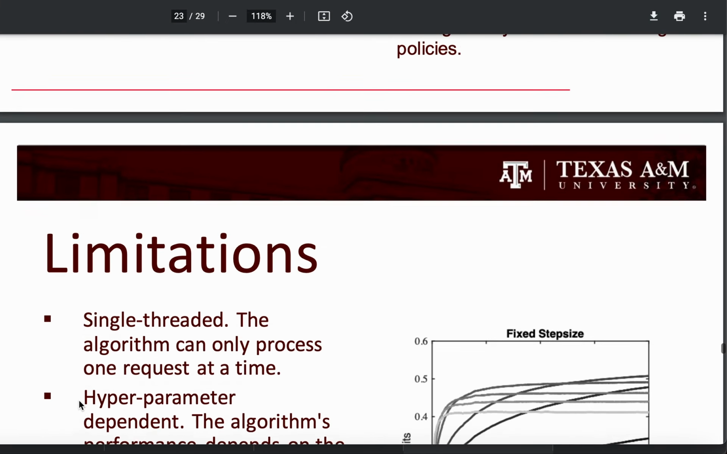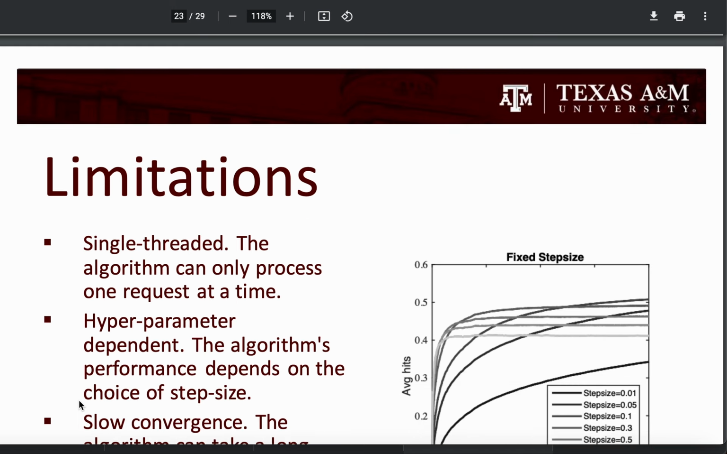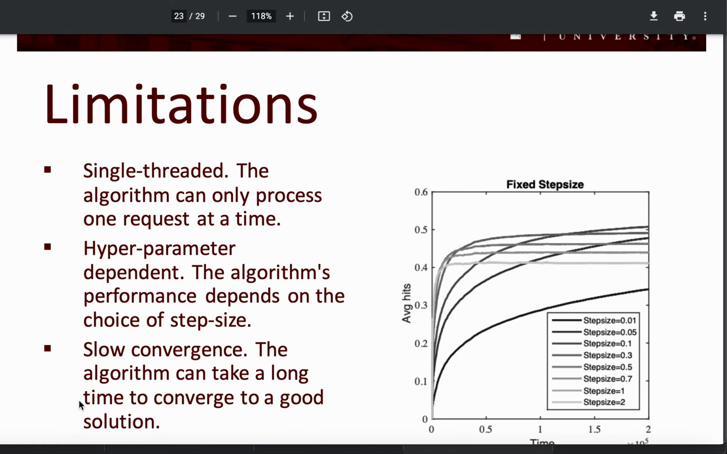Now let's quickly go into the limitations. One limitation, which comes directly from the system model, is the fact that the algorithm can only process one request at a time, which is maybe not ideal always. And the algorithm is also hyperparameter dependent. This means that you need to do tuning to find the best parameter for running the algorithm.